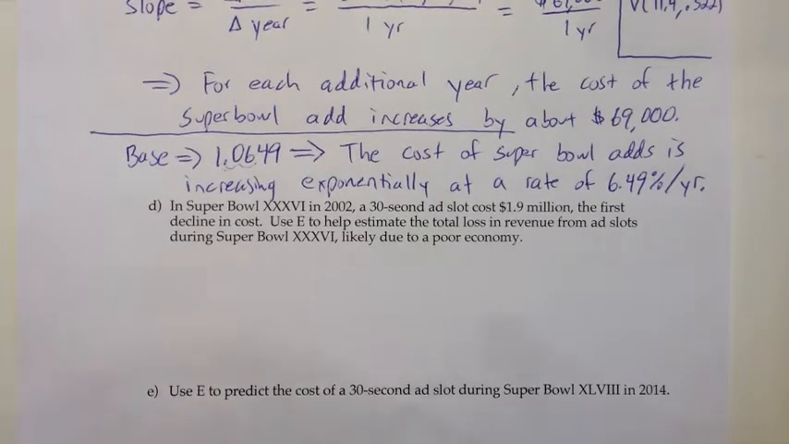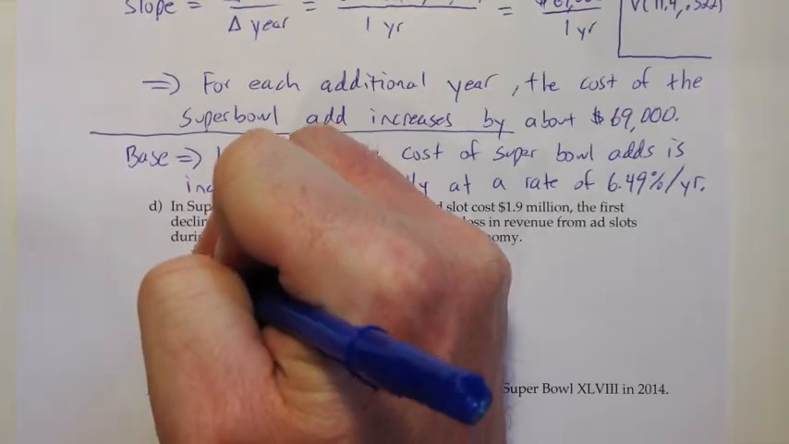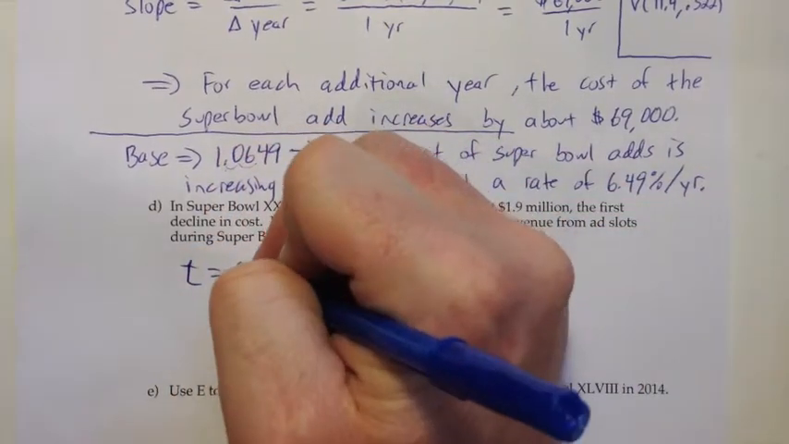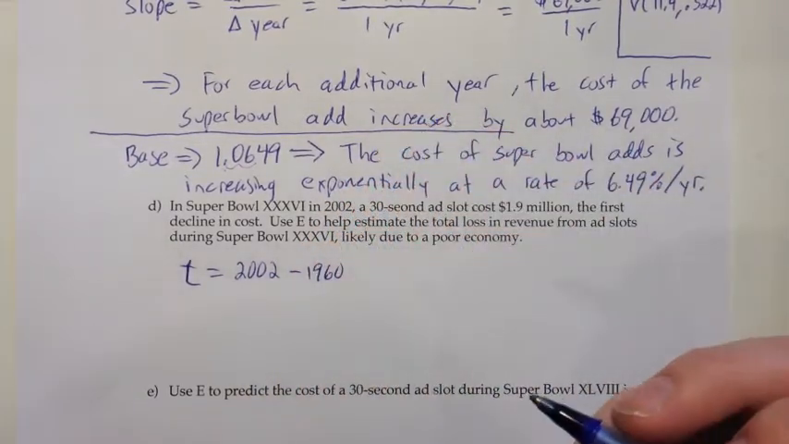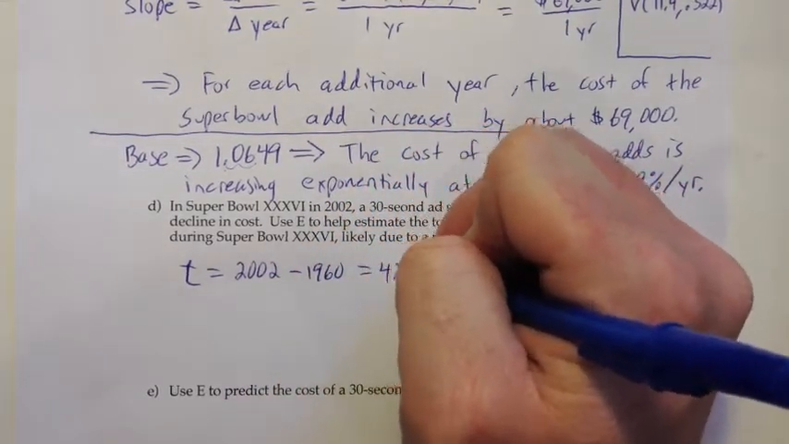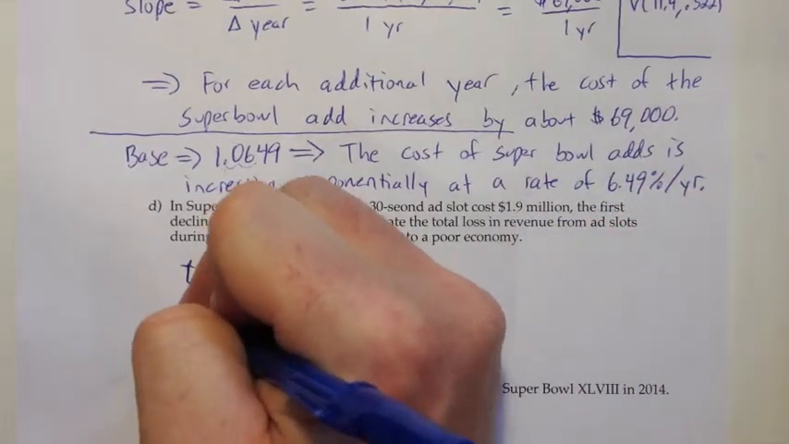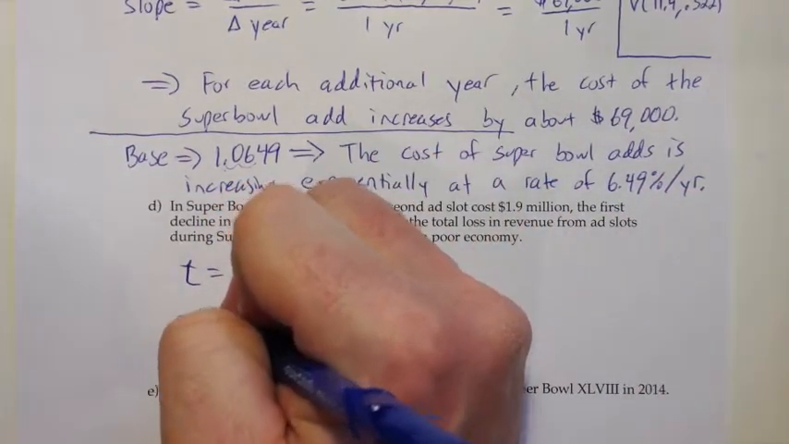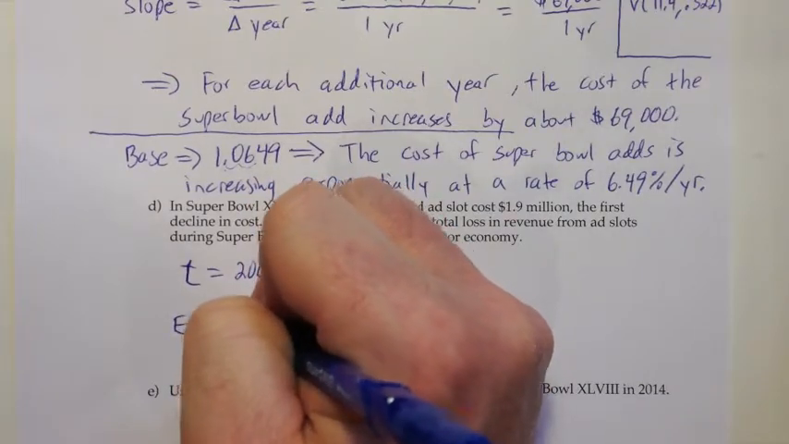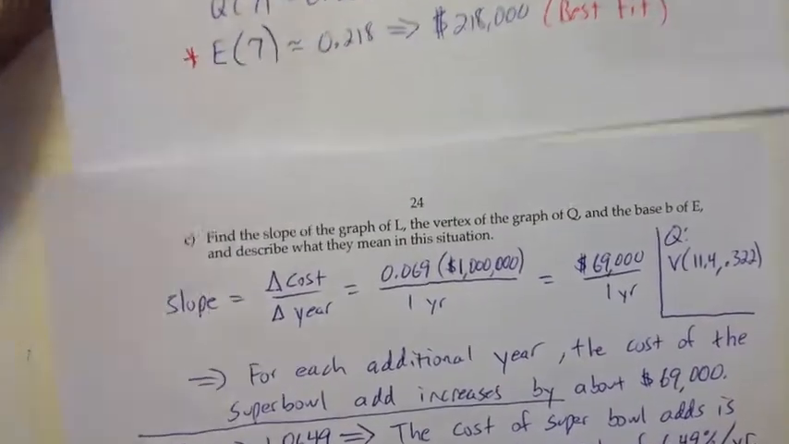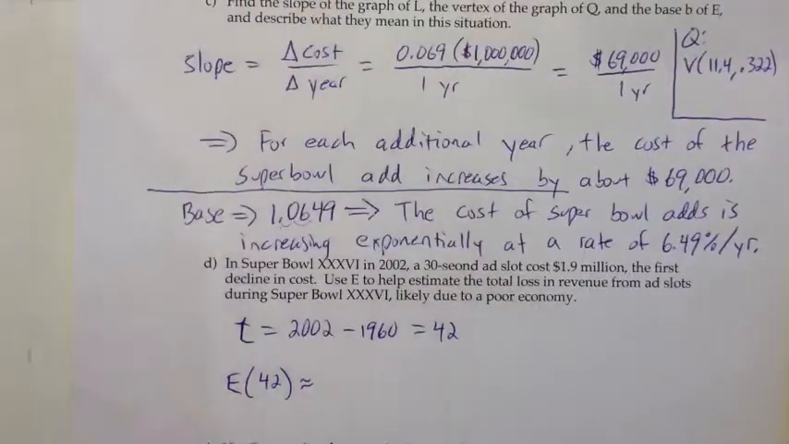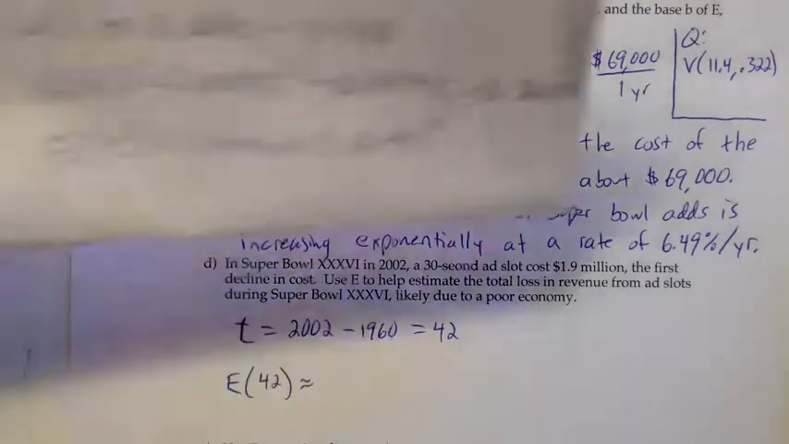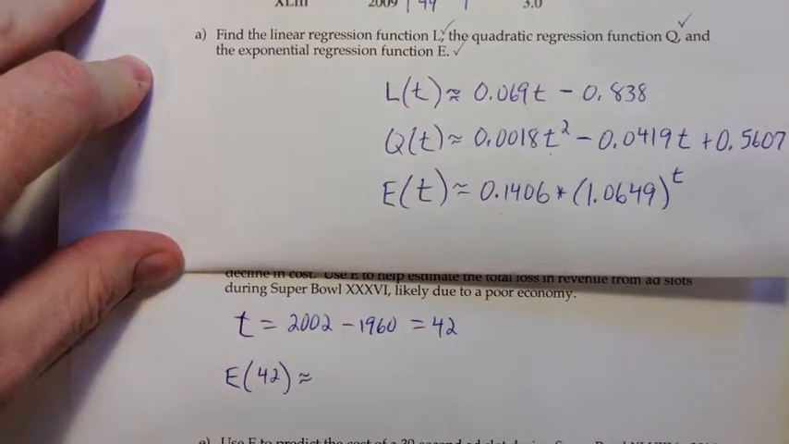So there's two ways to do it. One would be to figure out the t. We'll have to do that no matter how we do it, I guess. So you'd subtract 1960 away from the year of interest, which is 2002, and you get 42. So that's our input. So I'm trying to find E of 42. And one way to do that would be to plug into my equation. So I'll just bring that equation back over so we can see both, hopefully.